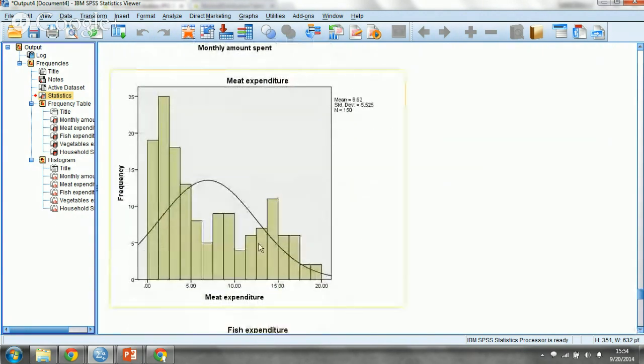The same thing with the meat expenditure. We can see the distribution goes over here. The average or mean was about $6.92, so right around here, with a standard deviation of 552. But notice this over here. This seems to really skew left in our data. A lot more people, even though the mean are dragging this down. So these people may be outliers. We may have some outliers here that are bringing this data down.